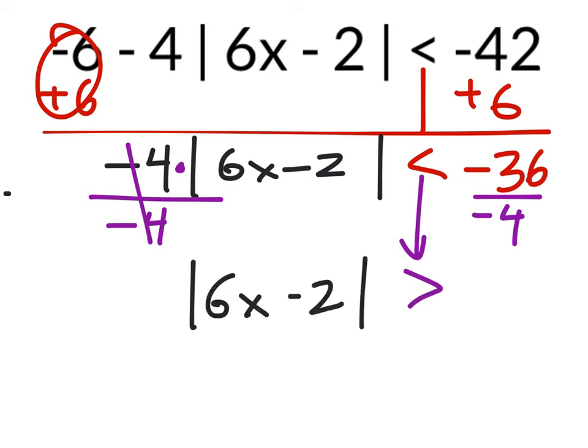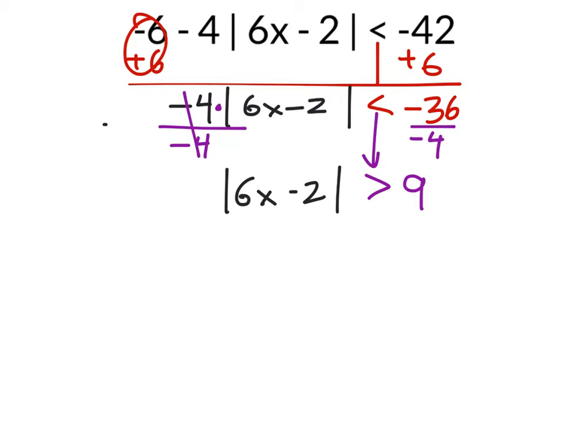So we have the absolute value of 6x minus 2, but over here we've got -36 divided by -4, which is a +9. And this is okay. It would have been alright if that's a negative. It just would have meant that x could be any real number. So from here we have an absolute value which is greater than 9.